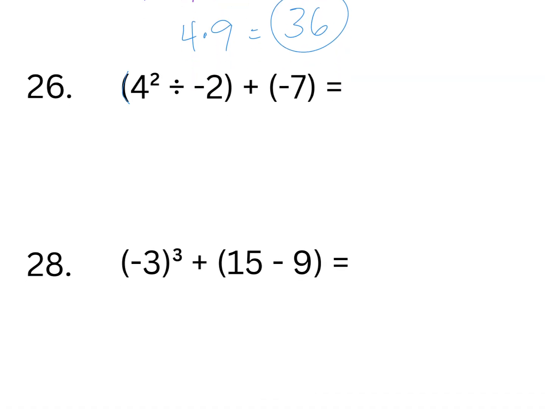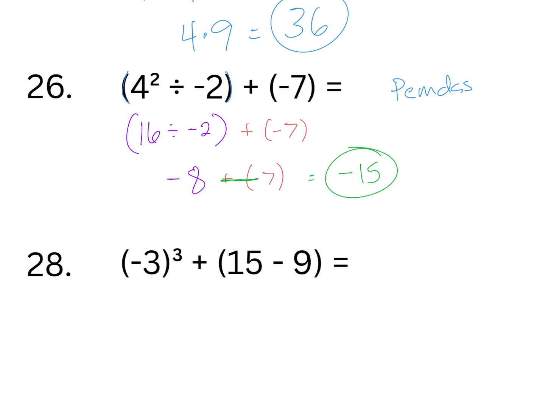4 times 9 is 36. In parentheses, we have 4 squared divided by negative 2. And then add negative 7. So we go inside the parentheses first. And inside the parentheses, we've got an exponent. 4 squared is 16. 16 divided by negative 2 is negative 8. And then we had this plus negative 7 just hanging out there waiting on us. So negative 8, and then we're going to add some more negatives. It's negative 15.